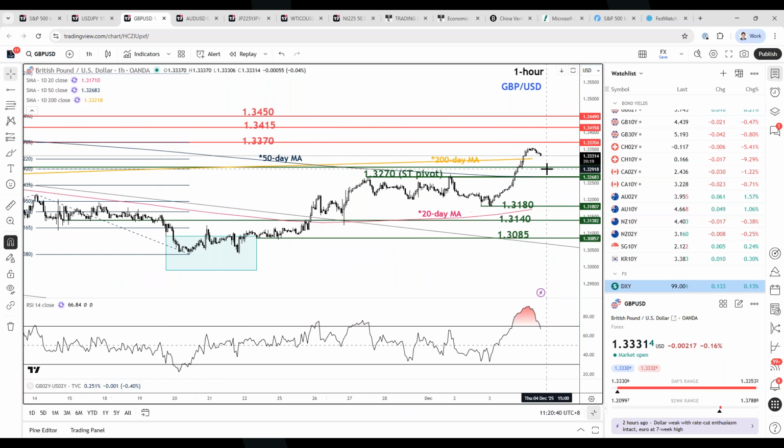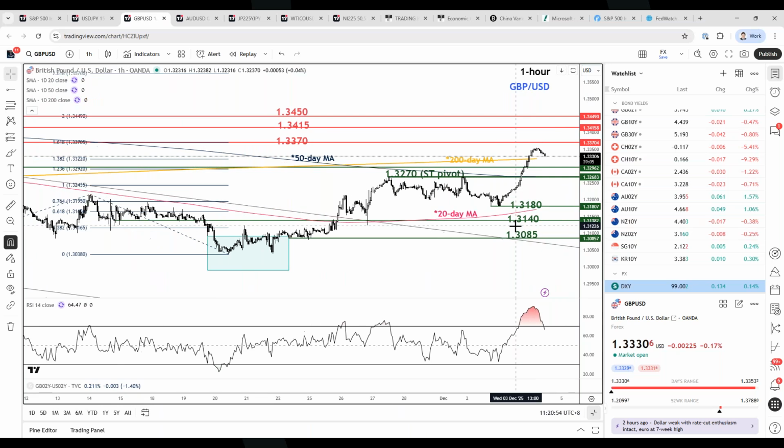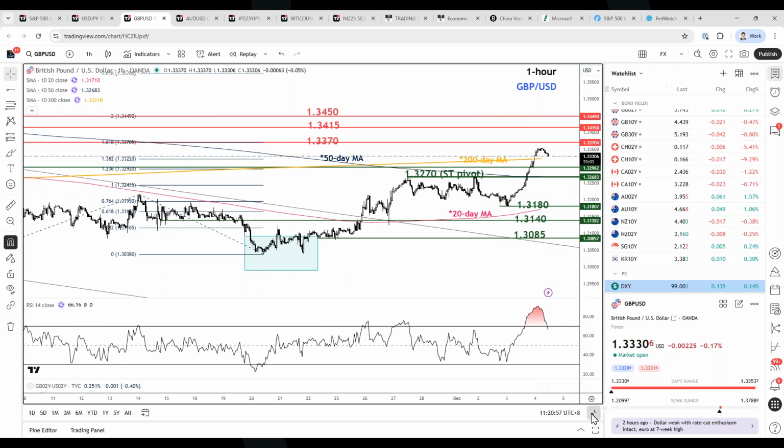Only a bearish breakdown below 1.3270 will invalidate today's bullish bias view on the sterling dollar, to see a deeper minor corrective pullback to reintegrate back down towards the rising 20-day moving average, acting as the next near-term support level at 1.3180, maximum 1.3140 next. So that will be the sterling dollar.